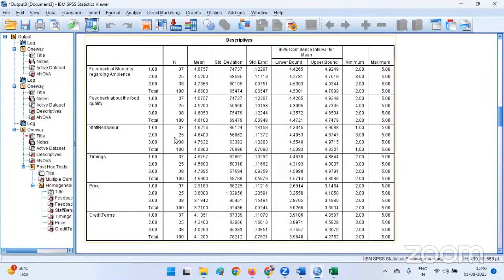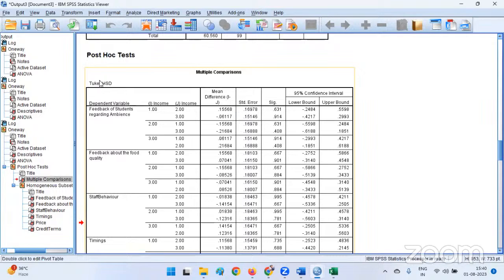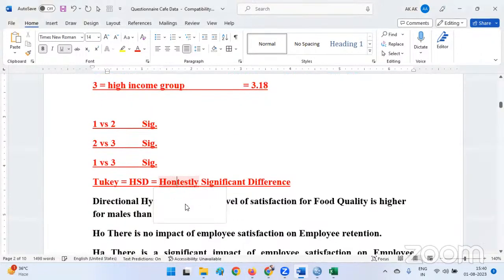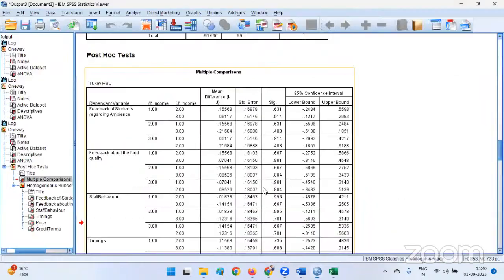Go to the significance if you can see somewhere. This is the multiple comparison, Tukey HSD. Tukey is the name of the person. HSD is honestly significant difference. So this test tells you whether there is honestly a significant difference or not, or it is just by chance. In the next session we will do two-way ANOVA. Today we will do only one-way ANOVA.